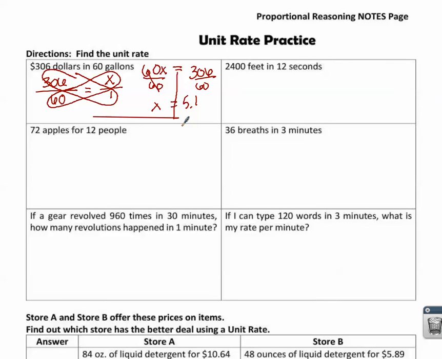So remember, these are proportions. You're finding a unit rate, so when you write your final answer, you want to state that it's $5.10. You have to tack on that 0, and that's going to be for 1 gallon. Circle your final answer. We're going to do the left column together.